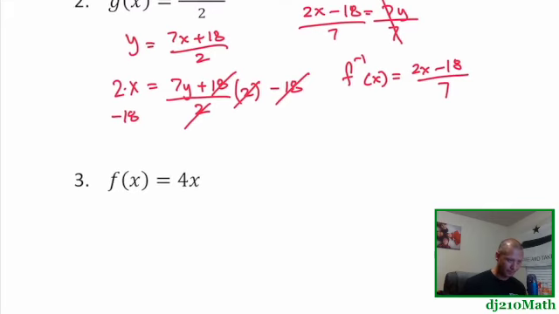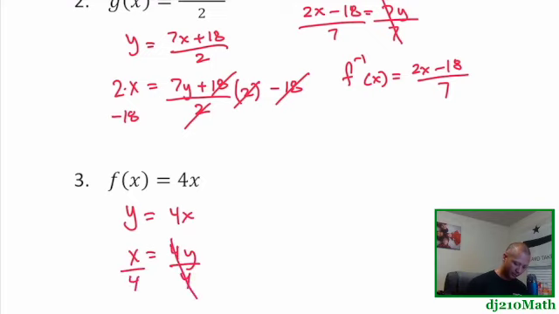All right, number 3. f of x is equal to 4x. Therefore, y is equal to 4x, which means x is equal to 4y, which then means cancel, cancel. f inverse is equal to x over 4.